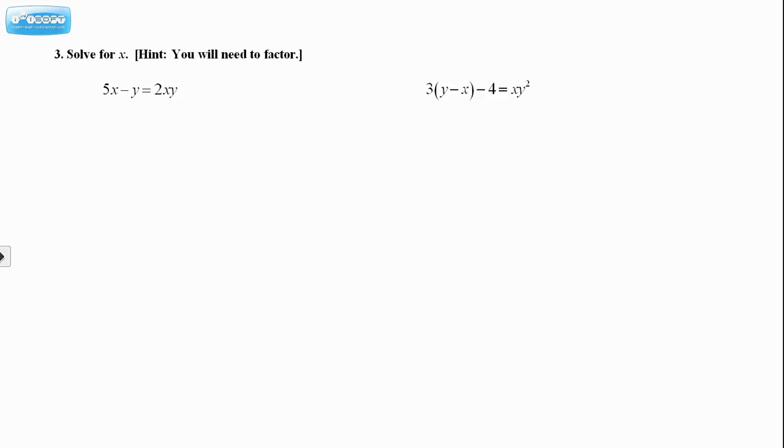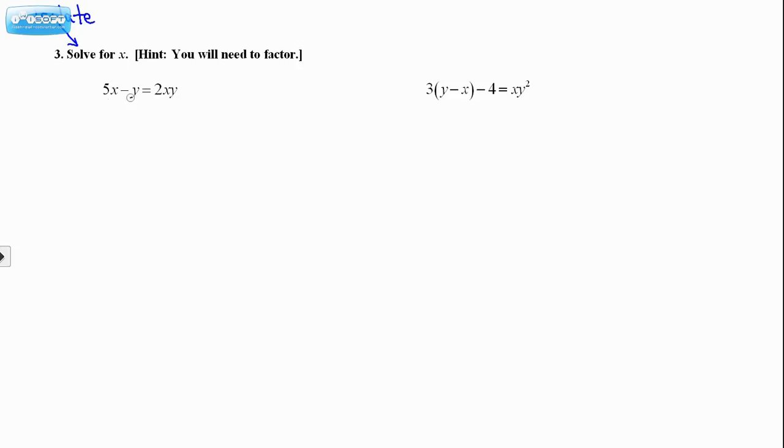Number 3, solve for x. Hint, you will need to factor. Okay, remember, when you're solving, what you're doing is you're isolating, meaning if we want to solve for x, we just want to do whatever we can to this equation here to get it by itself. This is an equation because I have an expression on the left set equal to something else on the right. So I have a left side and a right side, and whatever I do to one side, I must do to the other.